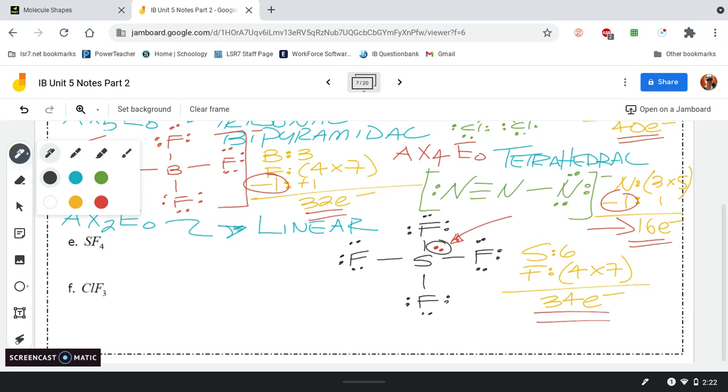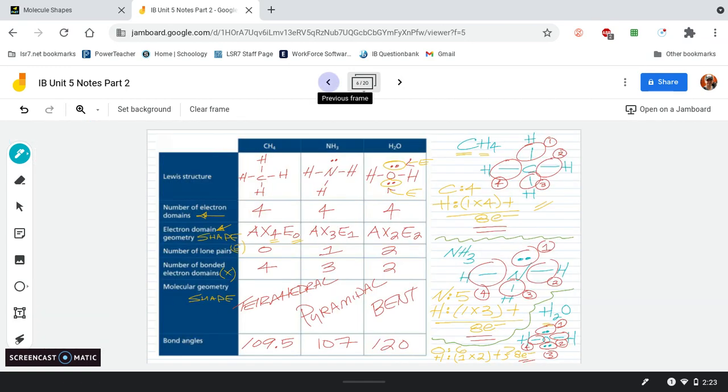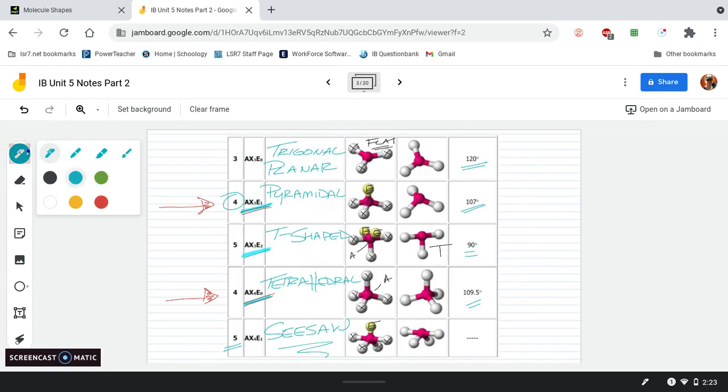So let's go over here. What is it? Well, it's an A. It's got sulfur, right? 4 attachments. Those are all the fluorines. And then E1. AX4E1. So what is AX4E1? Well, we can go back here and let's find our AX4E1. There it is. The ever popular seesaw.